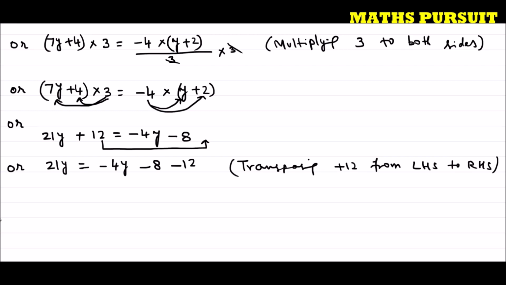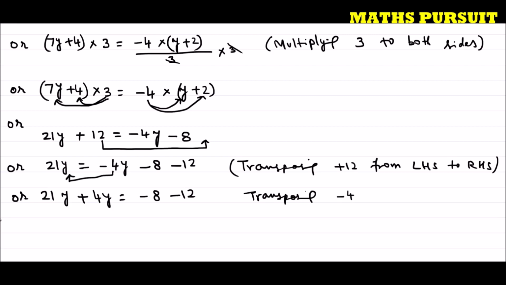Or I can write, in the next step, 21y plus 4y is equal to minus 8 minus 12. Again here I have transposed. Transposing means moved. I have moved this minus 4y from the right side to the left side.